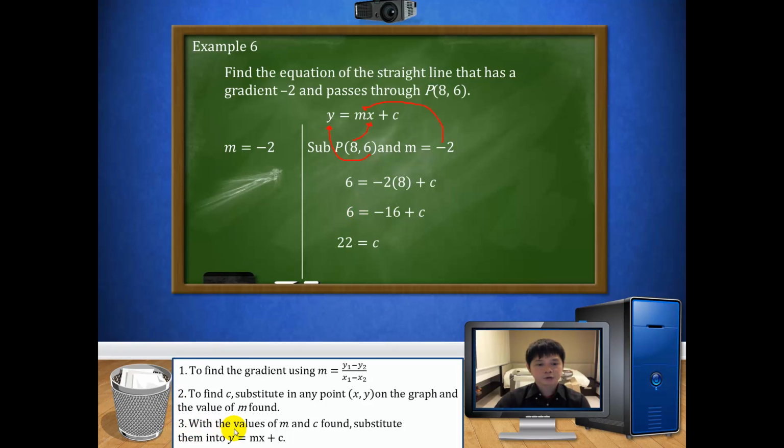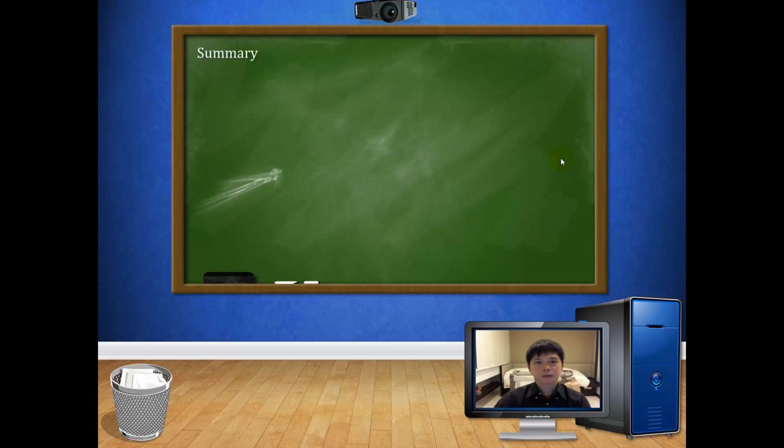The last step is to substitute in the values of m and c found. We will have y equals -2x plus 22 because the gradient is a negative number and the y-intercept is a positive number. In summary, what have we learned so far in this chapter?